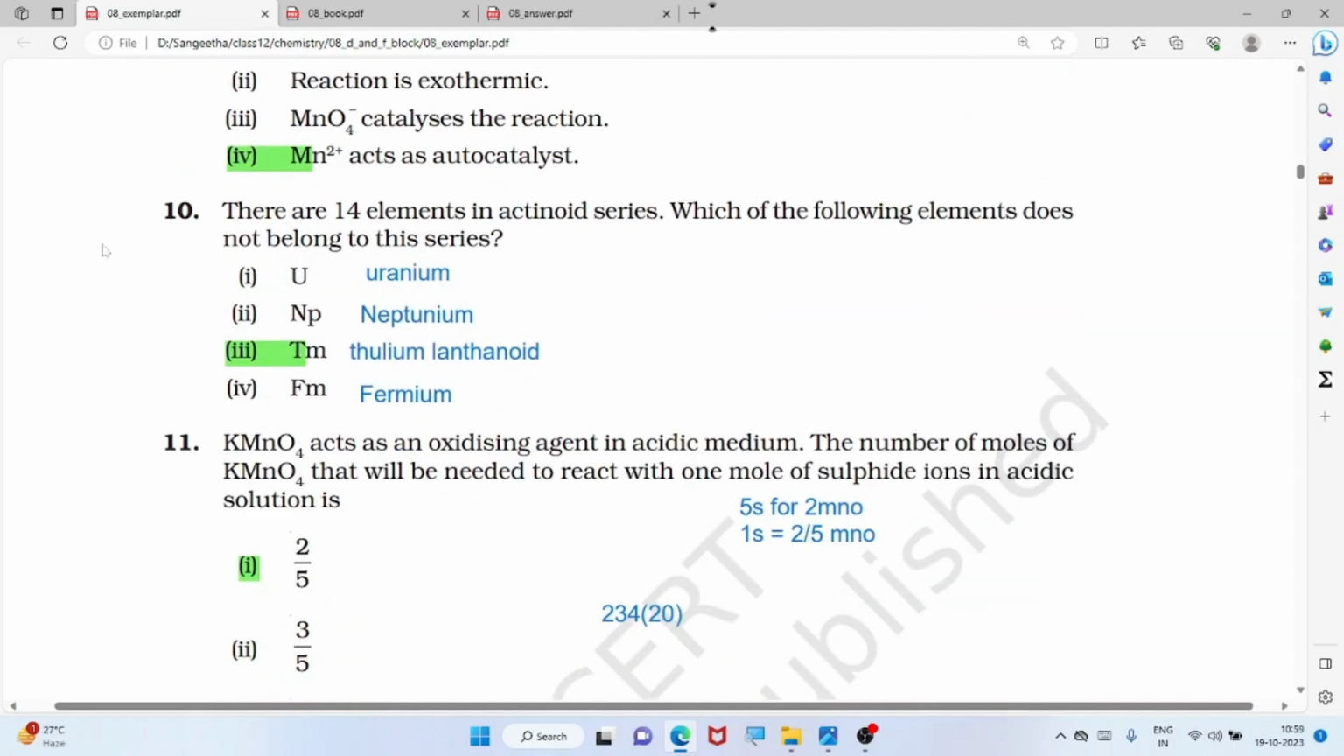There are 14 elements in the lanthanide series. Which of the following elements does not belong to it? In the book the table is given. So thulium is a lanthanide, okay. So this does not belong to this series.